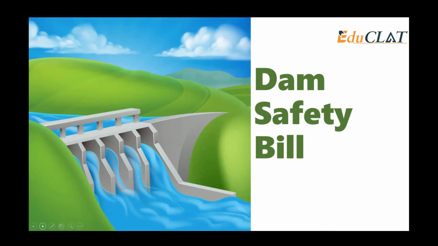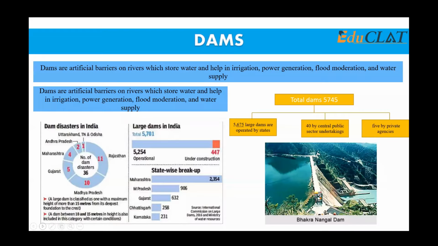Today we'll be discussing the dams and the Dam Safety Bill of India. Before we go to the complications of the bill, let us once again recall what a dam is. A dam is defined as an artificial barrier on rivers which stores water, helps in irrigation, power generation, flood moderation, and water supply.